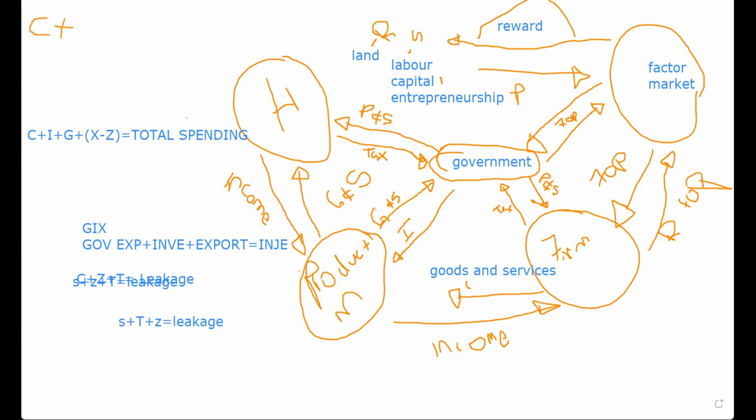Then macroeconomic policy. The objectives of macroeconomic policy are to achieve economic growth, full employment, price stability, balance of payment stability, and equity. This is not on the learning outcome. This is on the learning outcome.